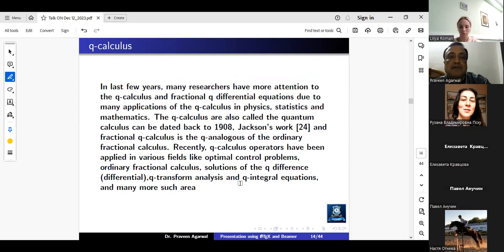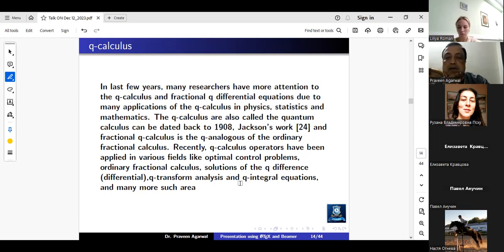In the last few years, many researchers have paid more attention to q-calculus and fractional q-differential equations due to the many applications of q-calculus in physics, statistics, and mathematics. The q-calculus, also called quantum calculus, can be dated back to 1908 and Jackson's work, and fractional q-calculus is the q-analog of ordinary fractional calculus.